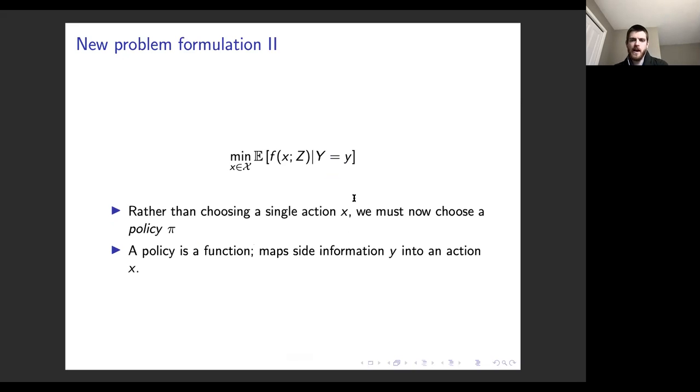And so now we're going to allow our action to depend on the side information. The whole point of this is that if we have some context, we can use that context to make better decisions. So our actions are going to depend on the side information. That also means that instead of just choosing a single action, we are going to look for a policy. This policy is going to be a function that maps the side information y into the action x. So if you give me side information, the policy is going to tell you what is the best action for the given side information.